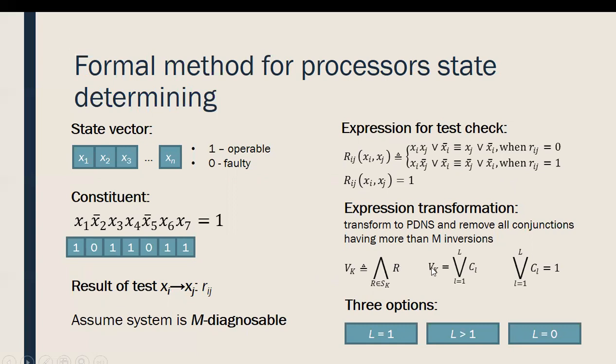Then this expression is transformed to a perfect disjunctive normal form, that is, a disjunction of constituents of 1. And moreover, the conjunctions having more than m inversions are excluded, and we can do it on all steps of transformation. After these transformations, there may be 3 options: one constituent is left, more than one constituent is left, and no constituent is left.